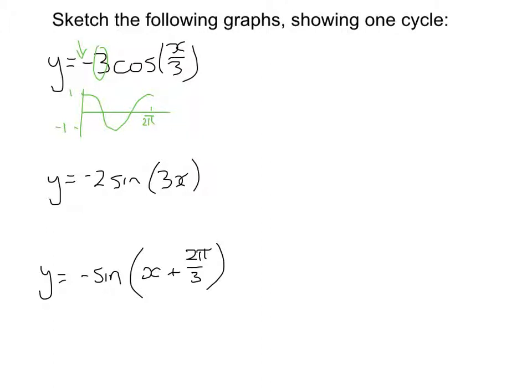And this bit here is going to change our period. So the period will equal 2 pi divided by a third, which equals 6 pi. So one cycle is going to take all the way up to 6 pi. So to sketch the graph, we can start off with the basic cos shape, like so. We've worked out from the period that 6 pi is going to be the end, the halfway point will be 3 pi.